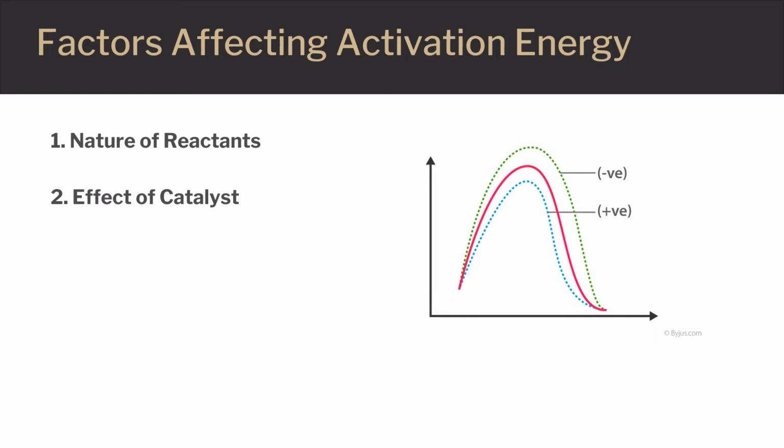Two is the effective catalyst. A positive catalyst provides such an alternate path in which the value of EA will be low, while a negative catalyst provides such an alternate path in which the value of EA will be high. Note: activation energy does not depend upon the temperature, pressure, volume, concentration, or coefficients of the reactants.